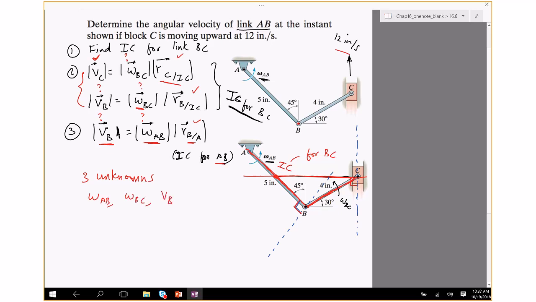Okay, and we have three equations. So we can solve for the three unknowns using the three equations. What is left is I need to figure out the lengths of links, this link and this. Once I have those, I can easily solve for the three unknowns. So that part, solving for the links, is a trigonometric calculation I'll just do.